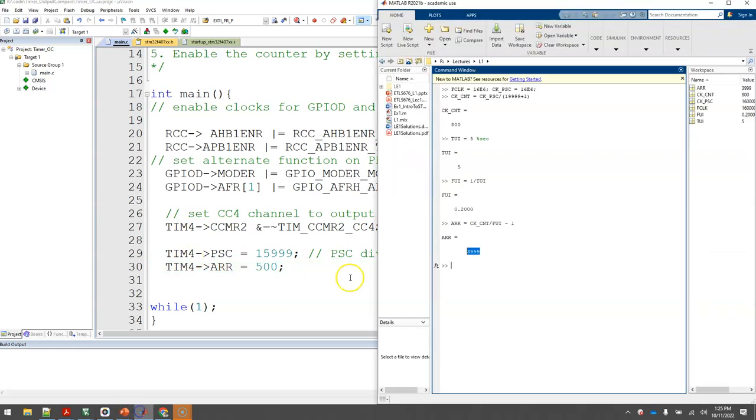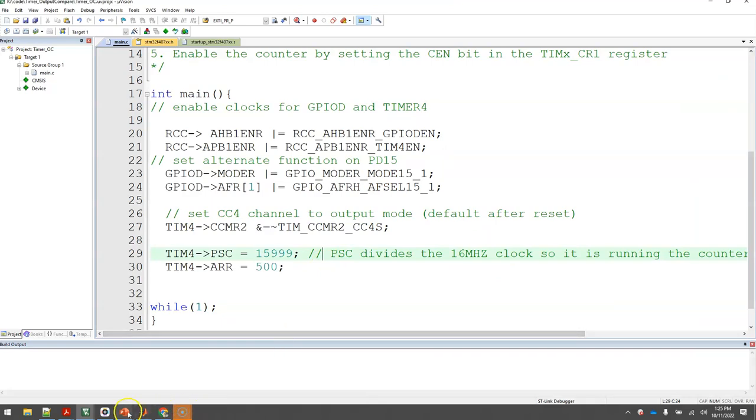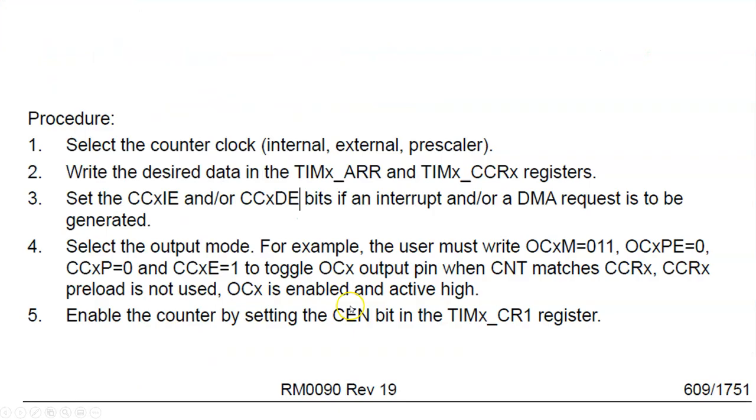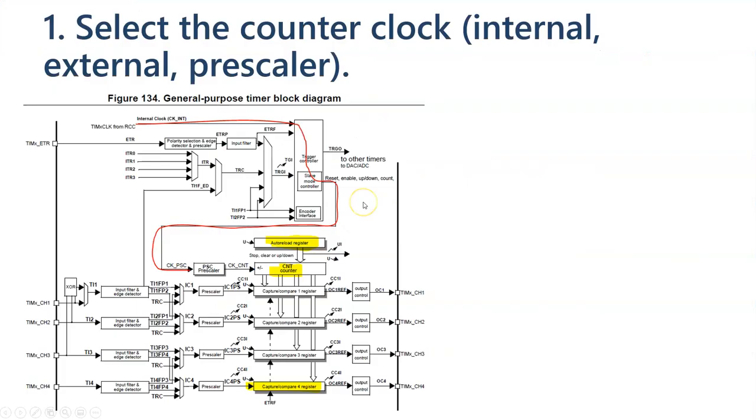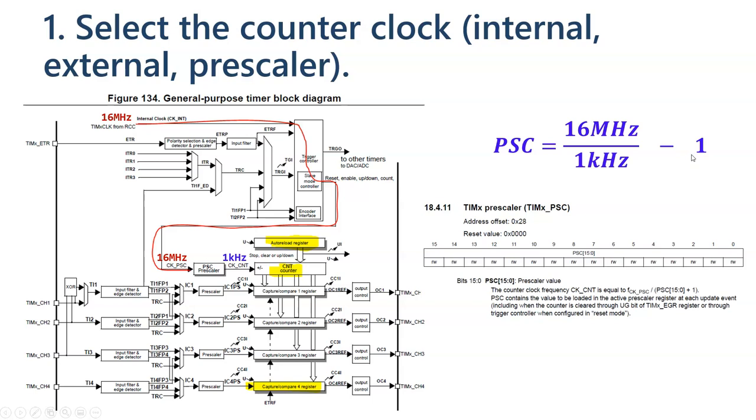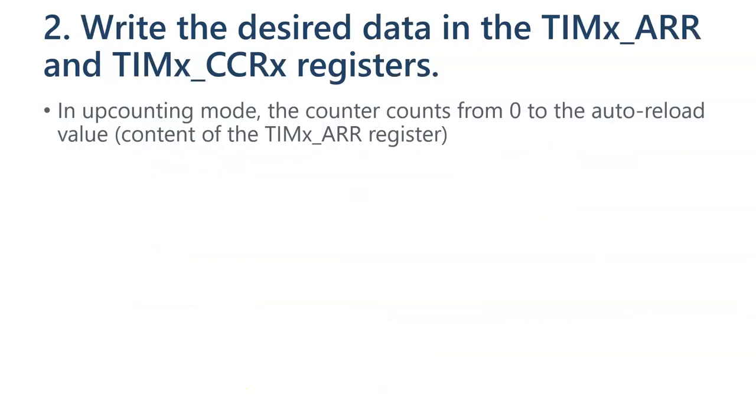Okay. All right, let's go and take a look. All right, so yep, that should be right. Okay. So, all right, so we're going through the procedure here. We were talking about 16 megahertz clock and generating a 1 kilohertz clock. How do we do that? Prescaler 16 megahertz divided by 1 kilohertz minus 1, so that value gets put in the prescaler.